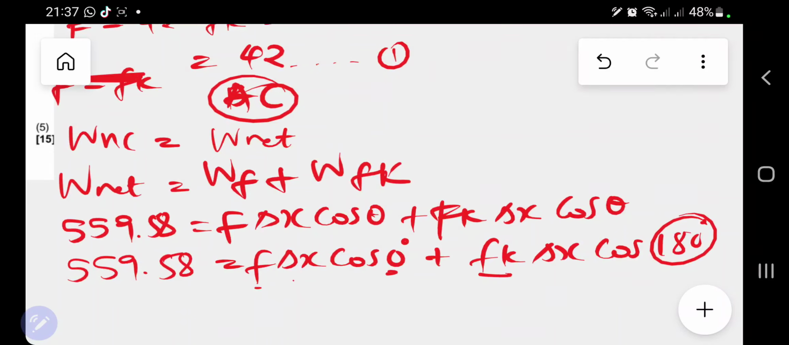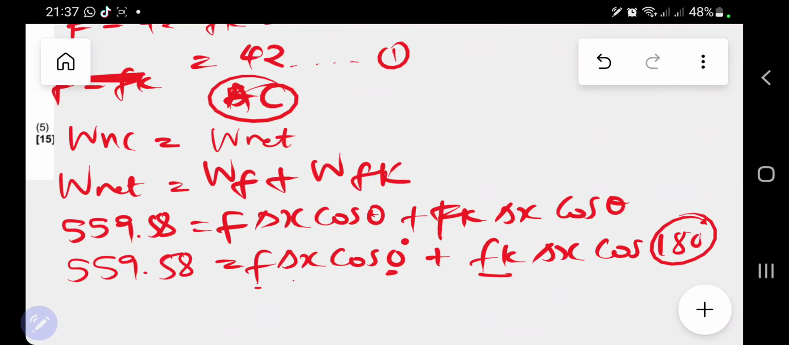All right, so we're going to have 559.58 equals F Δx, because cos 0 equals 1, and then minus Fk Δx there. So I'm going to have 559.58 equals, taking out Δx as the common factor, (F minus Fk) Δx. So this is now going to be equation number 2.